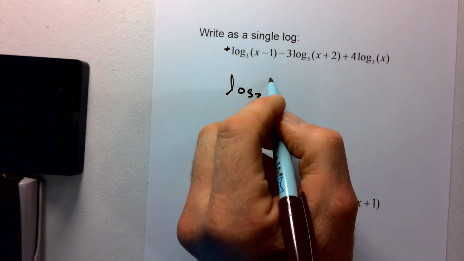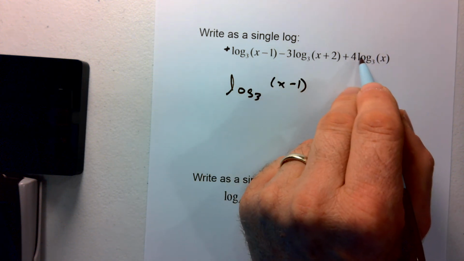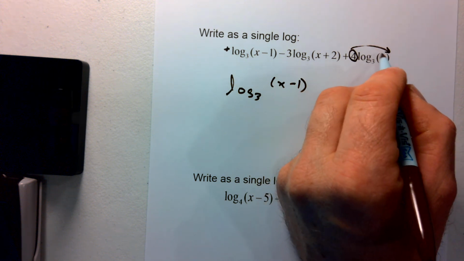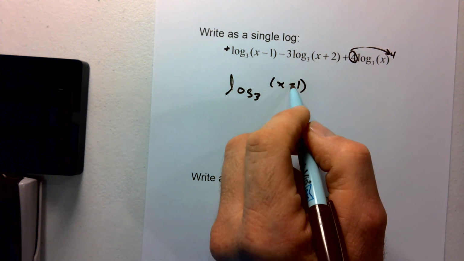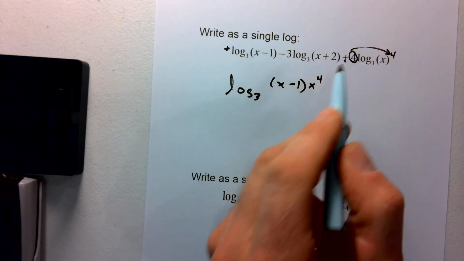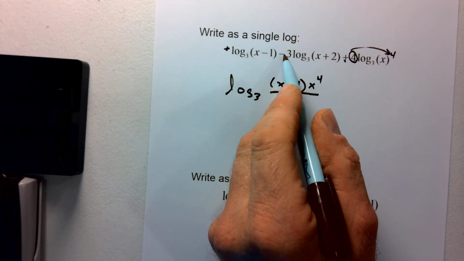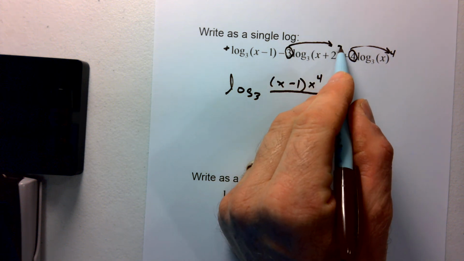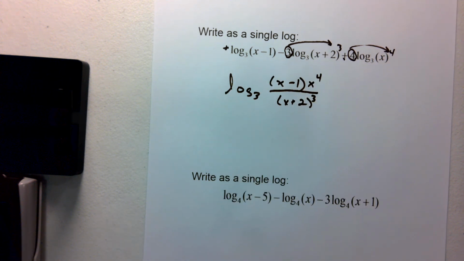So I can go ahead and bring my x minus 1 with my 4 log base 3 of x. So I can bring that coefficient up as an exponent, to the fourth. I'm going to multiply it to my x minus 1 in the numerator, since it was a positive log. I'm going to divide by my negative logs. Again, I can bring this coefficient of 3 up to my exponent and get x plus 2 to the third.